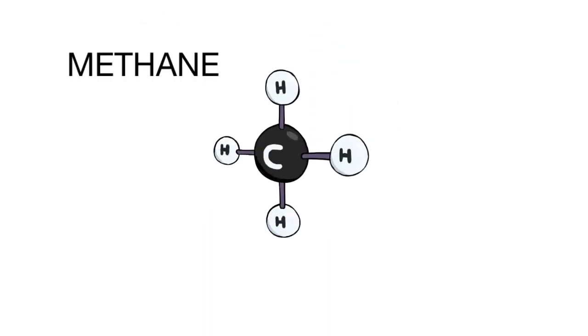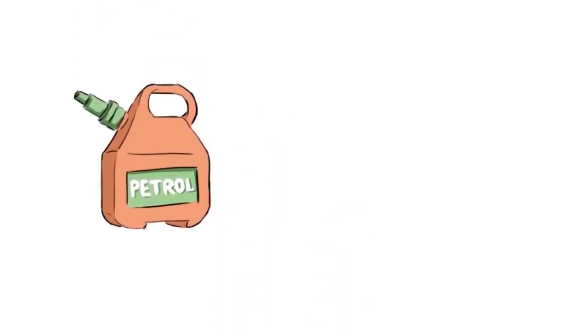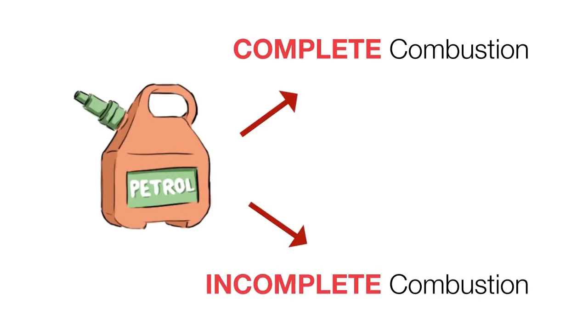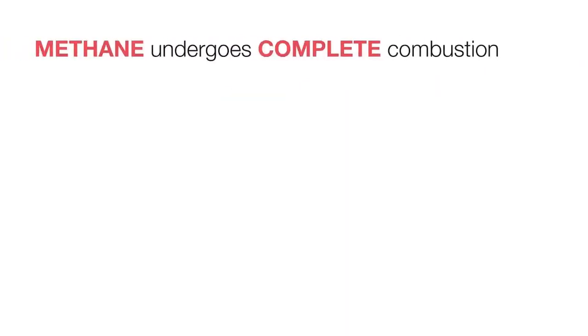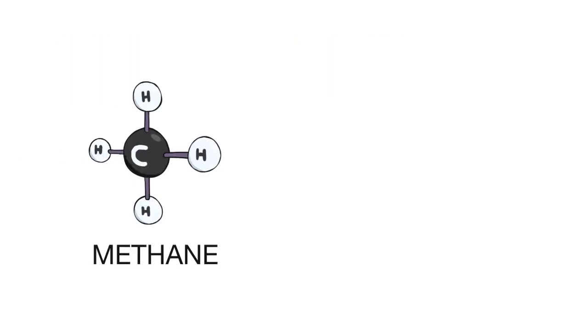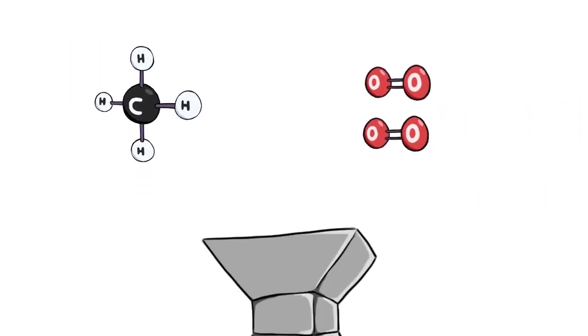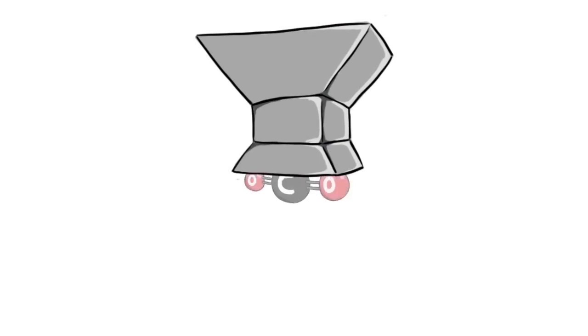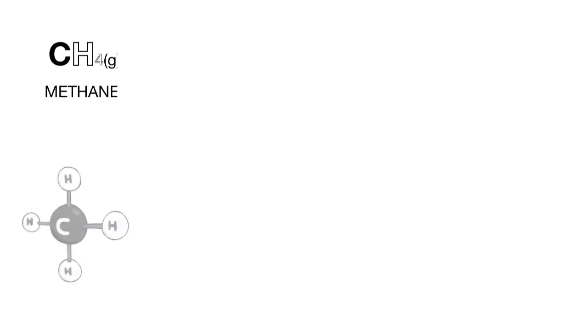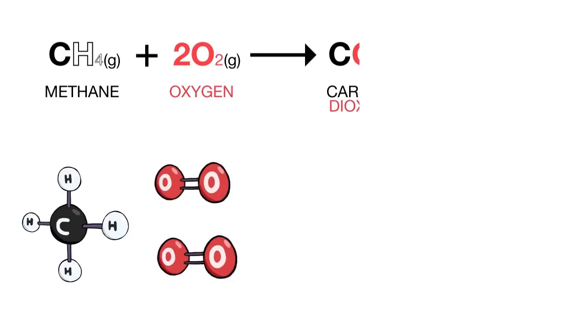Methane, like other hydrocarbon fuels such as petrol, can undergo either complete or incomplete combustion. When methane undergoes complete combustion, that is in a plentiful supply of air, it produces carbon dioxide and water, as shown by the equation CH4 gas plus 2O2 gas gives CO2 gas plus 2H2O gas.